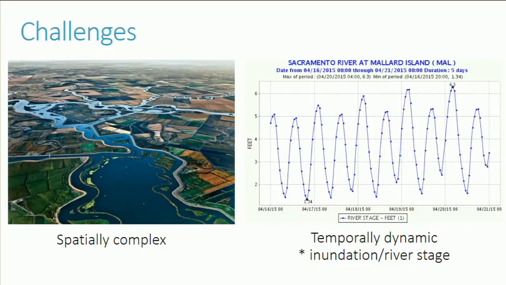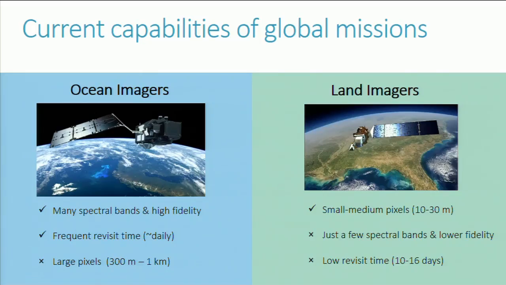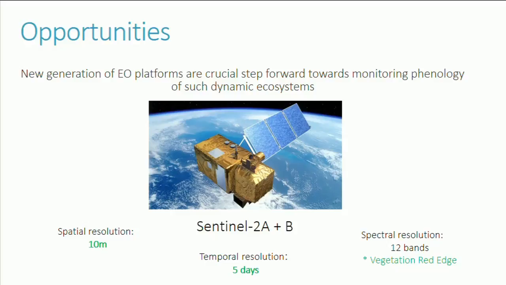Once again, the challenges are that wetlands are very spatially complex, and they are also very temporally dynamic due to this third driver, inundation regimes. And to really hit this point home, current global missions do not observe these areas very well. On one hand, you have ocean imagers which have many spectral bands and a high revisit time capable of capturing the complex temporal changes, but they have a large pixel size which does not allow you to capture the complex spatial changes in wetlands. And then on the other hand, you have land imagers which do have the small pixel size needed to capture the spatial variation, but they have fewer spectral bands and a lower revisit time, so you're not as able to capture that temporal change. However, there are new opportunities coming online with the European Space Agency's Sentinel-2 sensor.